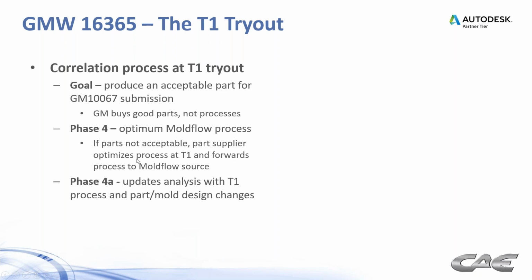The guys that are running the machine there at the tool shop are going to dial it in the way they see fit after they run the initial process from the Moldflow analyst, and they're going to update that analysis to the way they see fit. So those process settings are then going to be fed back to the Moldflow source, and that analysis will then be run from there. So it's kind of a bi-directional correlation, if you will. And then lastly, the phase 5 process is run, fully optimized, what's going to be run at the part supplier.